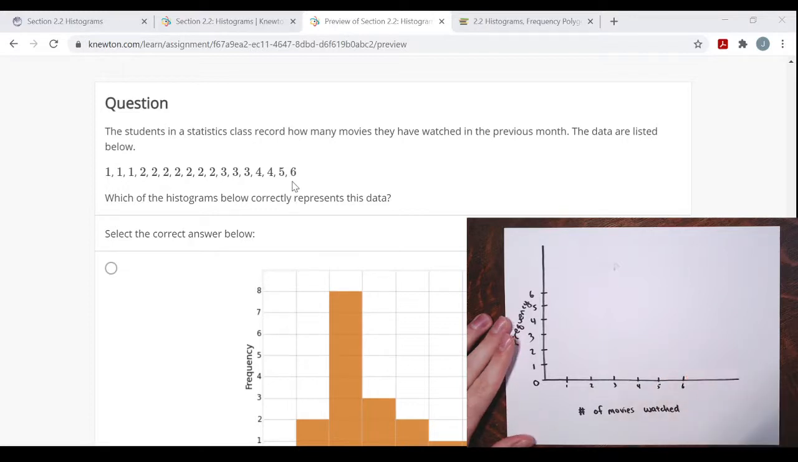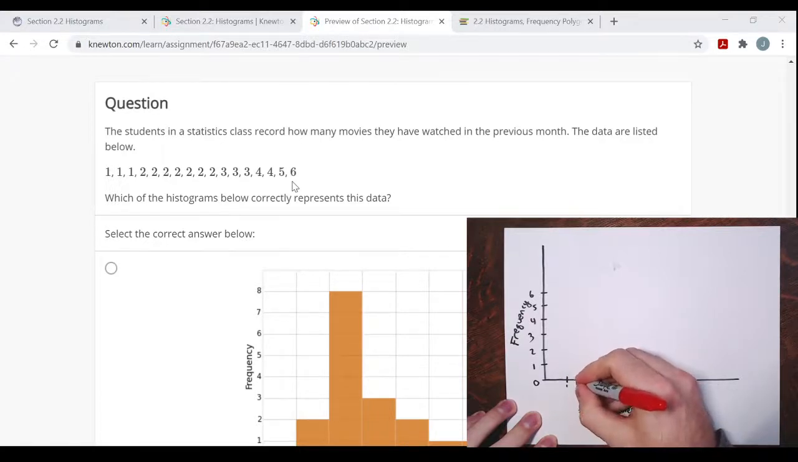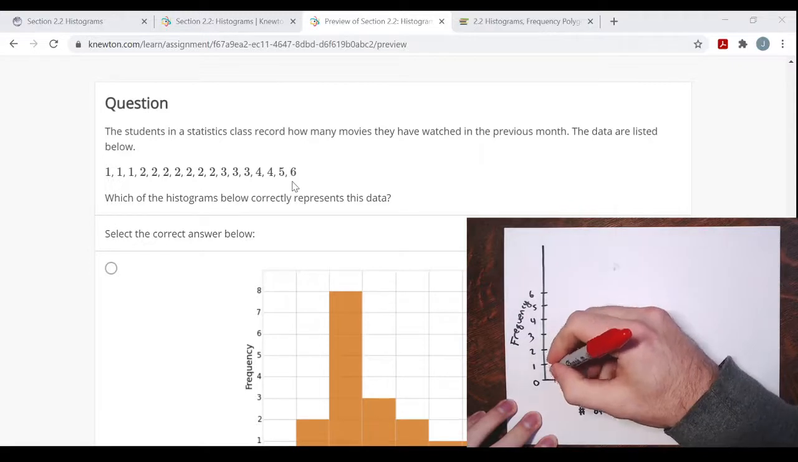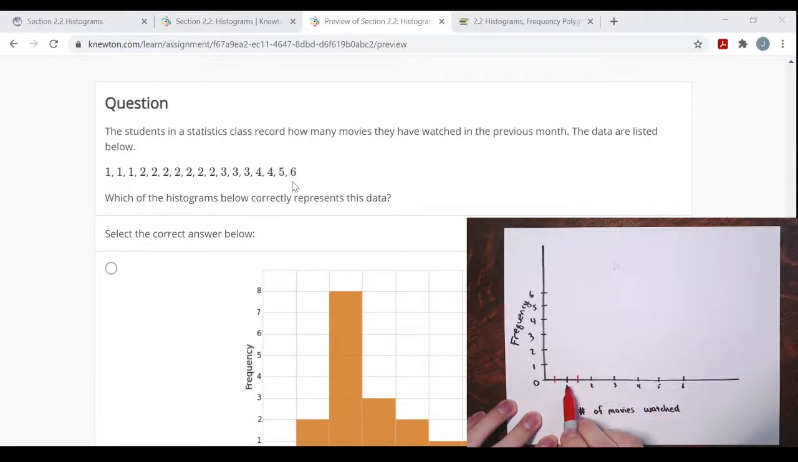But when I go to make a histogram, bars need to be connected. I'm going to make it so that the bar for one movie has the number 1 in the middle of the bar. So I'm going to do this in a different color here. Now if 1 is exactly in the middle, that means that the left value is 0.5 and the value on the right is 1.5, right?